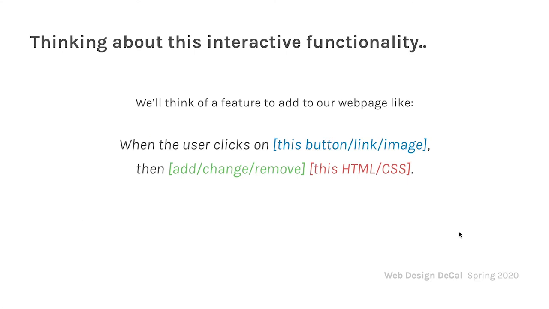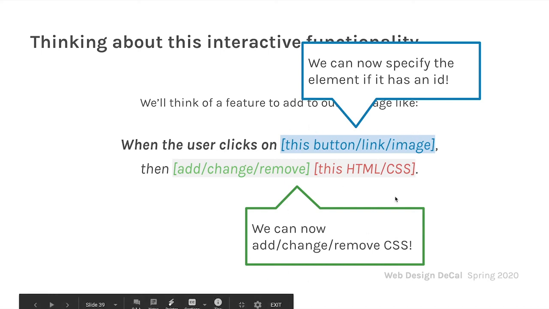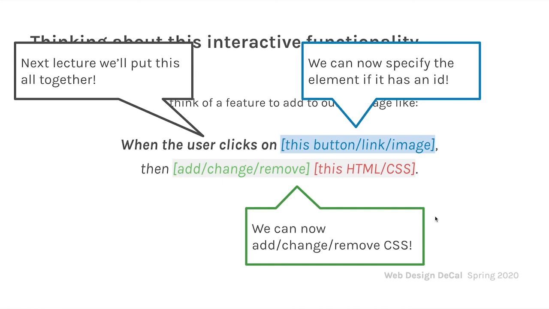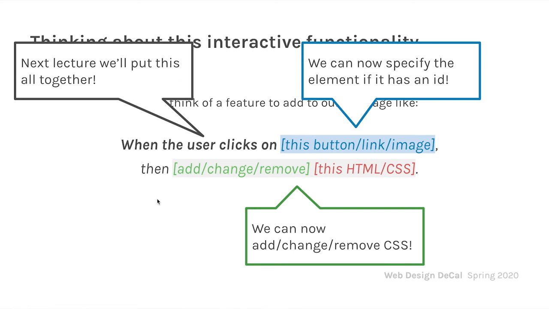Alright, so back to the slide on how we think about interactive functionality on our web pages. Now, from this lecture, we are able to specify which element we're talking about as long as it has an ID. And now we know how to add or change or remove CSS on a certain element. This final part, putting it all together to make this happen when a user clicks on something, is going to be in the next lecture. And I'm really excited to show you guys how to put this all together and create these interactive features.